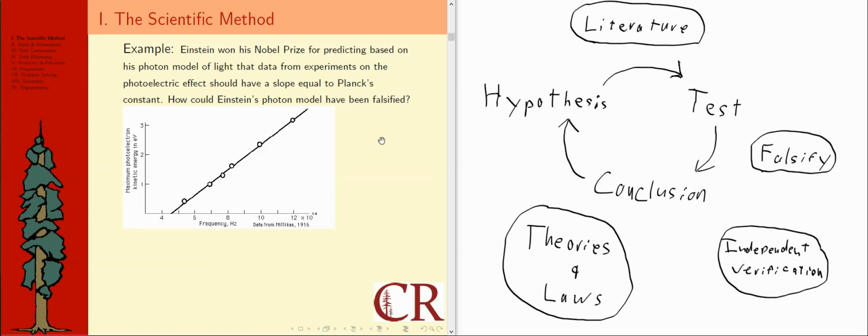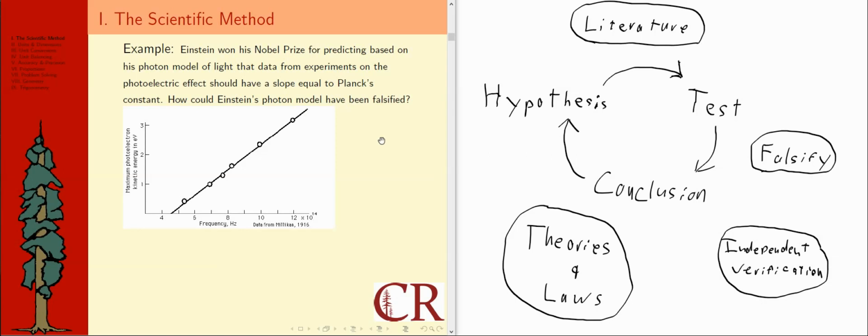Einstein won his Nobel Prize for predicting, based on his photon model of light, that data from experiments on the photoelectric effect should have a slope equal to Planck's constant. Now, this class isn't really about the details of everything I just said. The main thing to understand here is that Einstein, hopefully we all recognize that name, is a really famous physicist. This is what he won his Nobel Prize for.